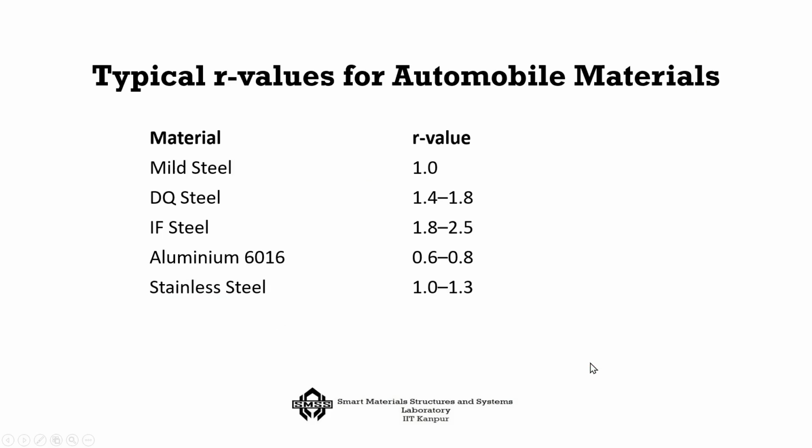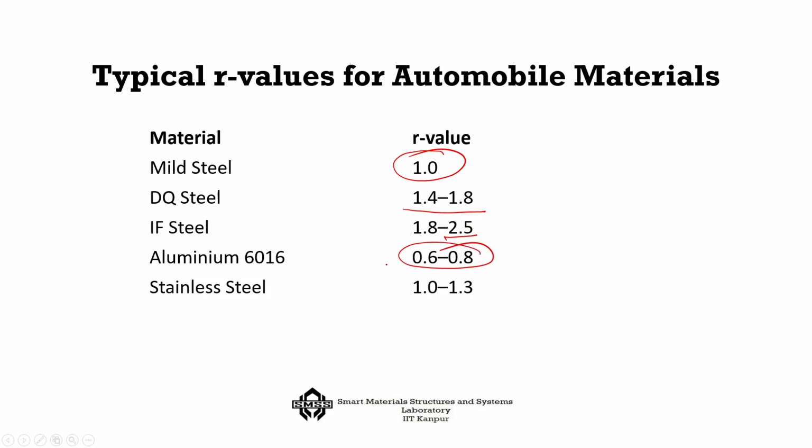So, let us look at the R values for automobile application. With mild steel as the baseline, it is about 1.0. DQ steel, the drawing quality steel, will have an R value up to 1.8. Interstitial free will have up to 2.5. Aluminum's R value is very small.